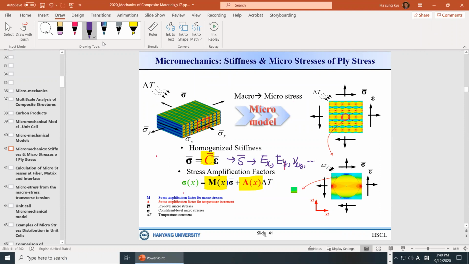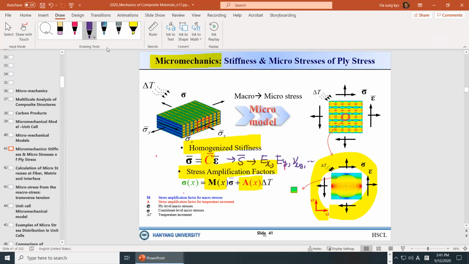Well, I'm sure some of you don't have any idea about the EX and EY, but don't worry. We just take them as the stiffness. We will cover them in this class. So please just have a concept. What do we do with the micromechanics? What do we do with this unit cell? Well, the purpose is to homogenize the material stiffness and calculate the stress amplification factor.